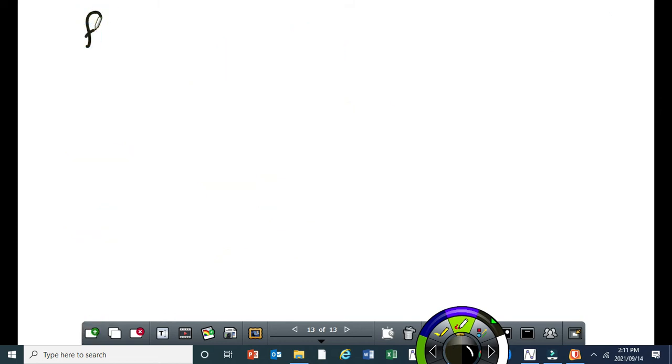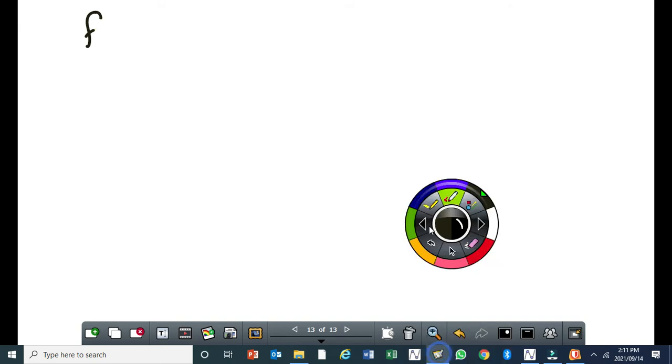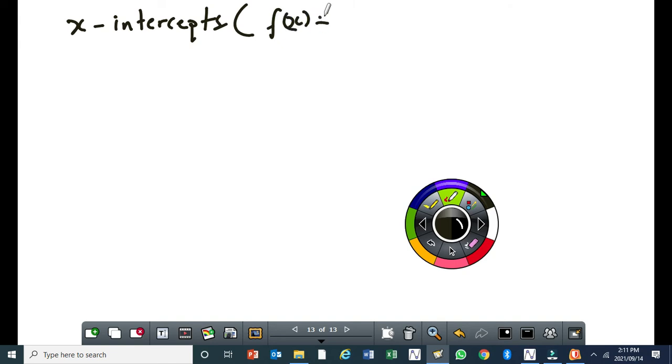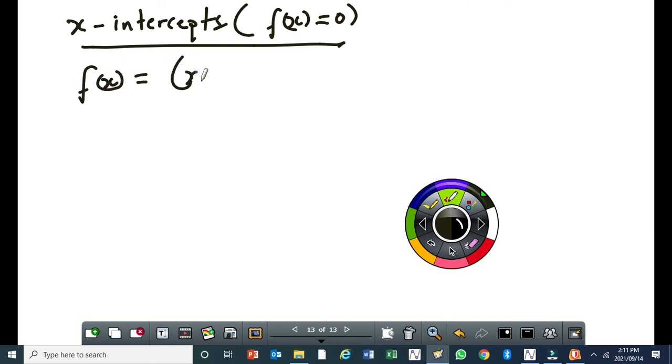So for the x-intercept, you substitute f of x to 0. The equation of the function is f of x equal to (x plus 2) squared minus 1. So what you do is substitute 0 there. You get 0 equal to (x plus 2) squared minus 1. Now, I just want to give you a tip.